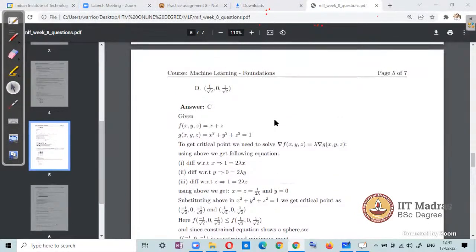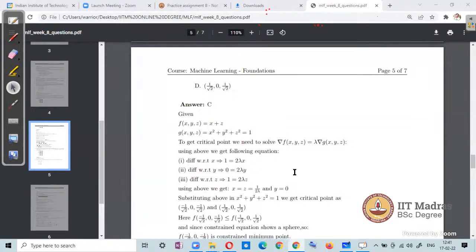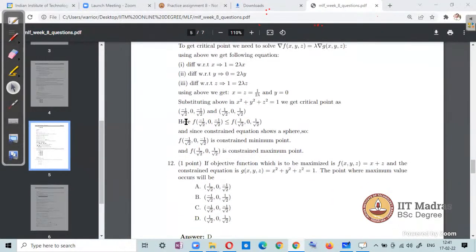Then how will we decide? We'll go this way only. The questions are in those questions. If you see in this one, whatever points you are getting, that is your critical point. That is neither your minimum nor your maximum point. So you have to check.